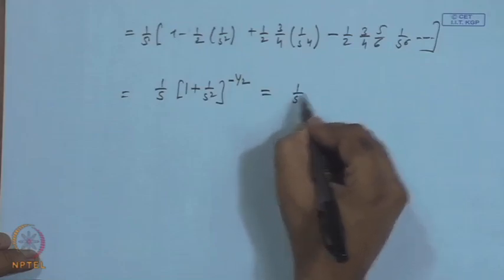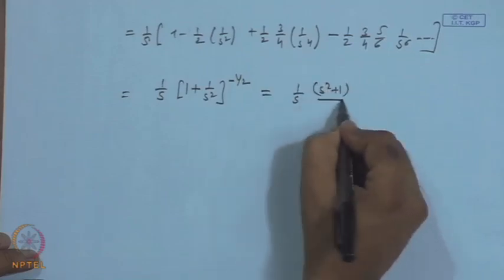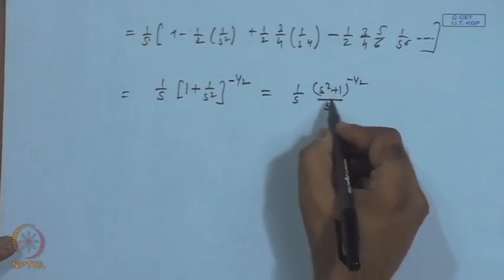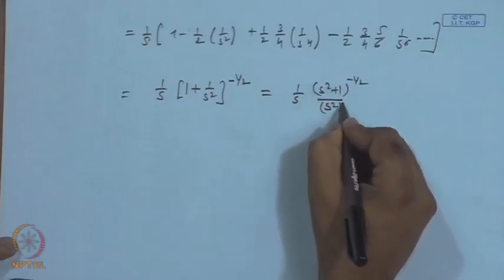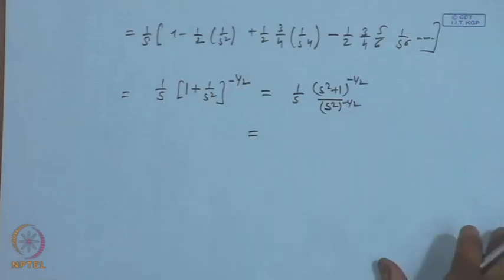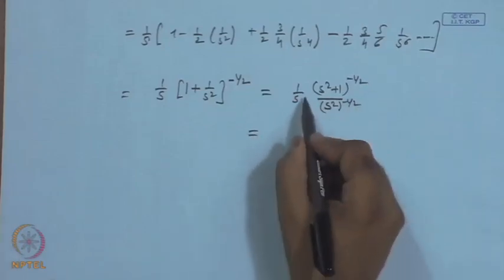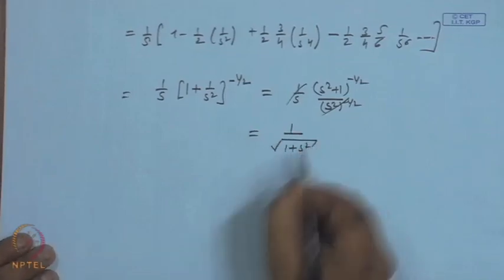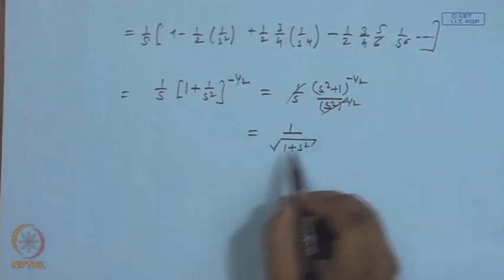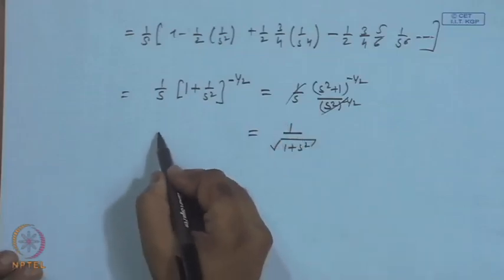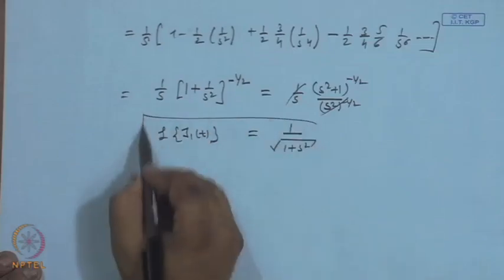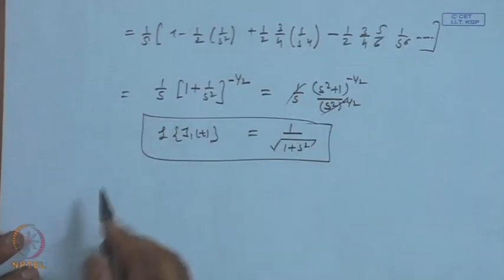So, we get 1 over s, we have s square plus 1 over s square, minus half. So, this will be cancelled with this, and then we get 1 over square root 1 plus s square. This is the Laplace transform of J of order 0, sorry, J0(t).